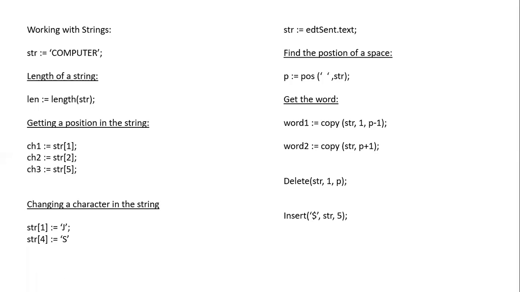Let's look at the concept of strings. If we look at a string variable, str, that contains the value computer, each character in the string has a position. For example, C is at position 1, O is at position 2, M is at position 3, P is at position 4, and so forth, with R being at position 8.